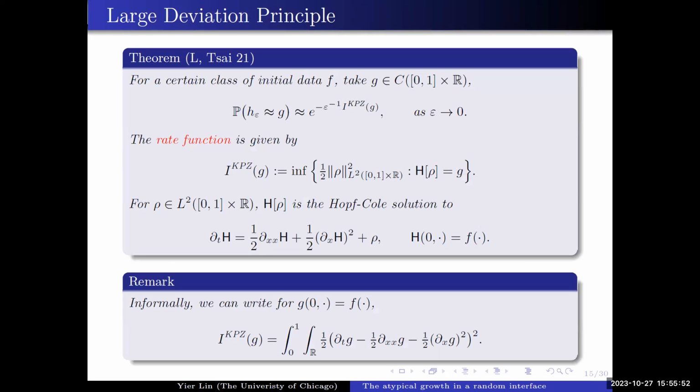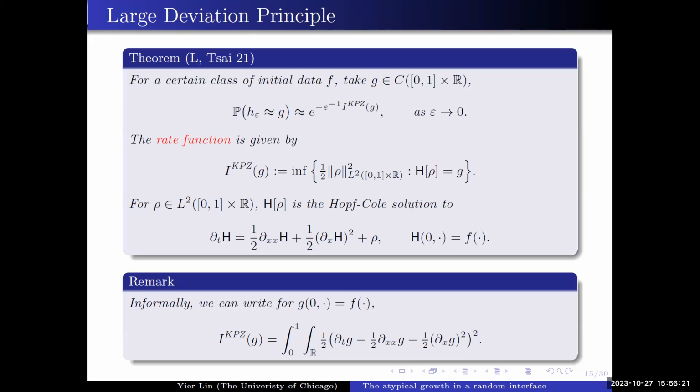But when you ask what is the probability of the solution staying around some other path, g, that I fix, this probability will decay exponentially with the speed 1 over epsilon. And the important thing to understand is the rate function here. So I will just tell you informally what this rate function looks like. You can compute this rate function by computing this integral, okay?